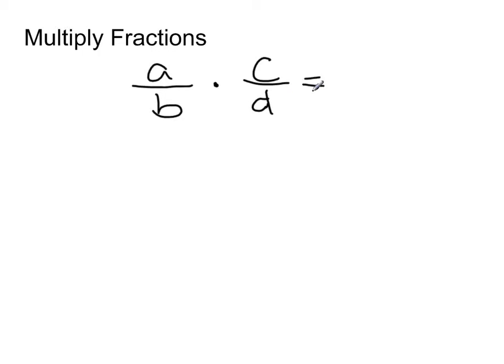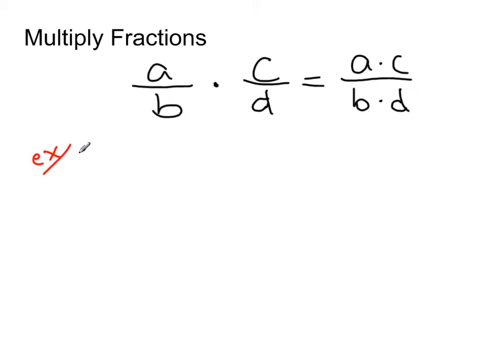Now, when we multiply fractions, what we're going to do is multiply the numerators together. So we just multiply straight across. We'll do a times c over, and we'll multiply the denominators together. And that's how we're going to multiply fractions. Now, of course, not all of our problems are going to be as simple as this rule. But let's start off with some nice ones.